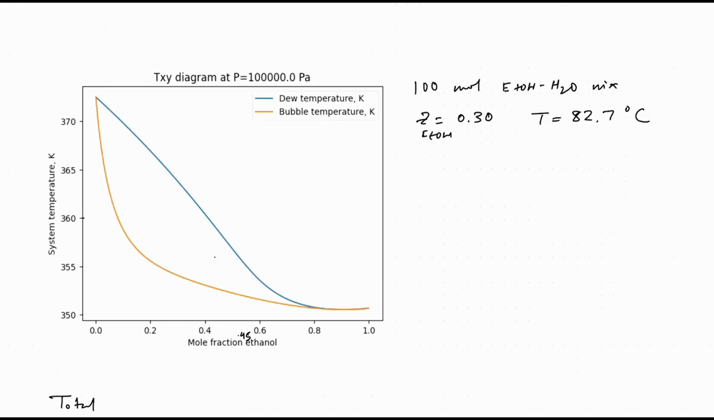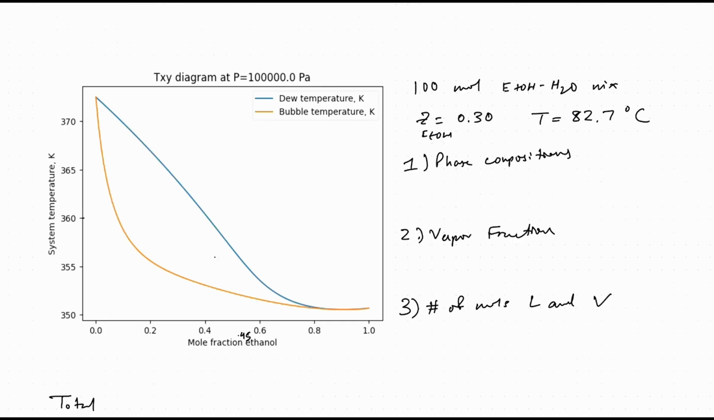We have a couple of problems we want to solve here. You first want to find the phase compositions. Then we want to find the vapor fraction. And lastly, we want to find the number of moles of liquid and vapor. So let's do that together.